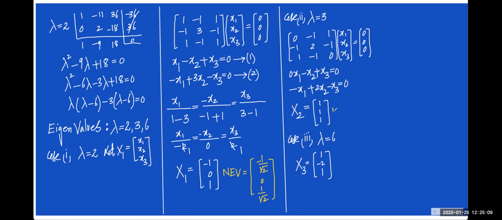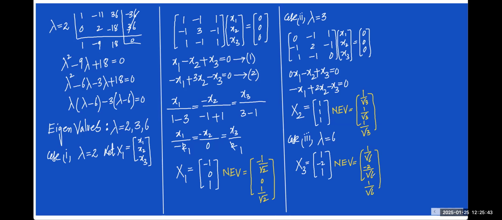For this one also, the normalized eigenvector will be, what will you get? Tell me. 1 by root 3, 1 by root 3, 1 by root 3. For this one, the normalized eigenvector will be 1 by root 6, minus 2 by root 6 and 1 by root 6.